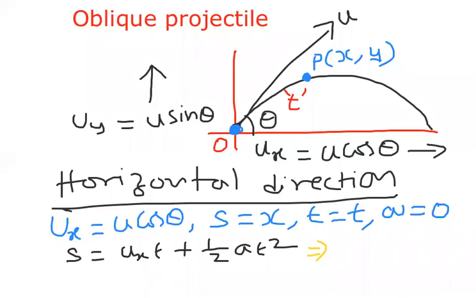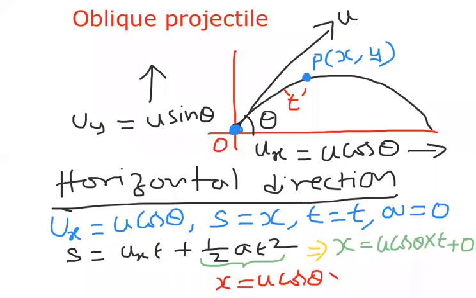In the place of s, I can write x, and in the place of ux, u cos theta, into t, plus 0. Acceleration is 0, so this whole term becomes 0. So what am I left with here? x is equal to u cos theta into t. This is my equation number 1.